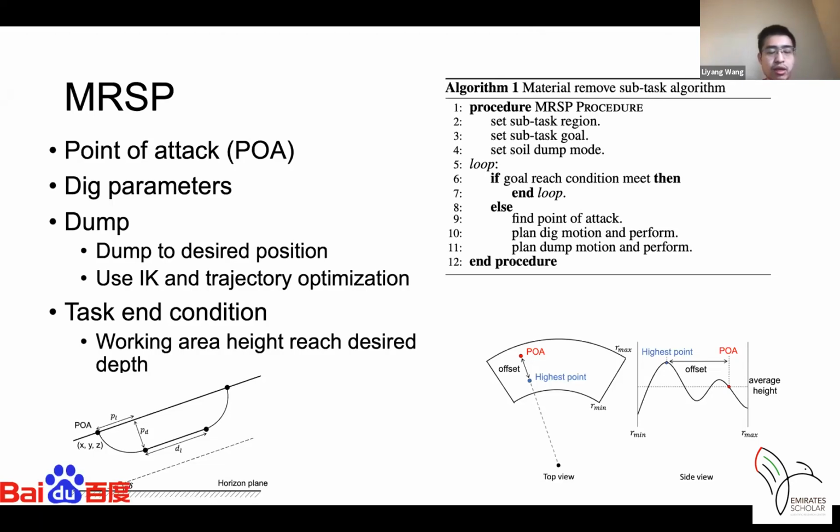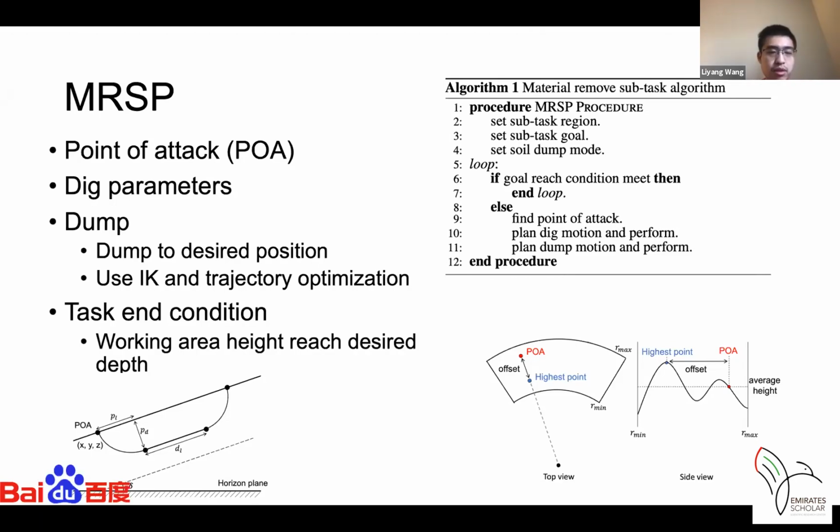And then there are 3 phases, the first of which is penetration. The penetration depth is PD, and the penetration length is PL. And then it goes to the drag phase, so the drag distance is DL. And then it closes the bucket to finish the dig.